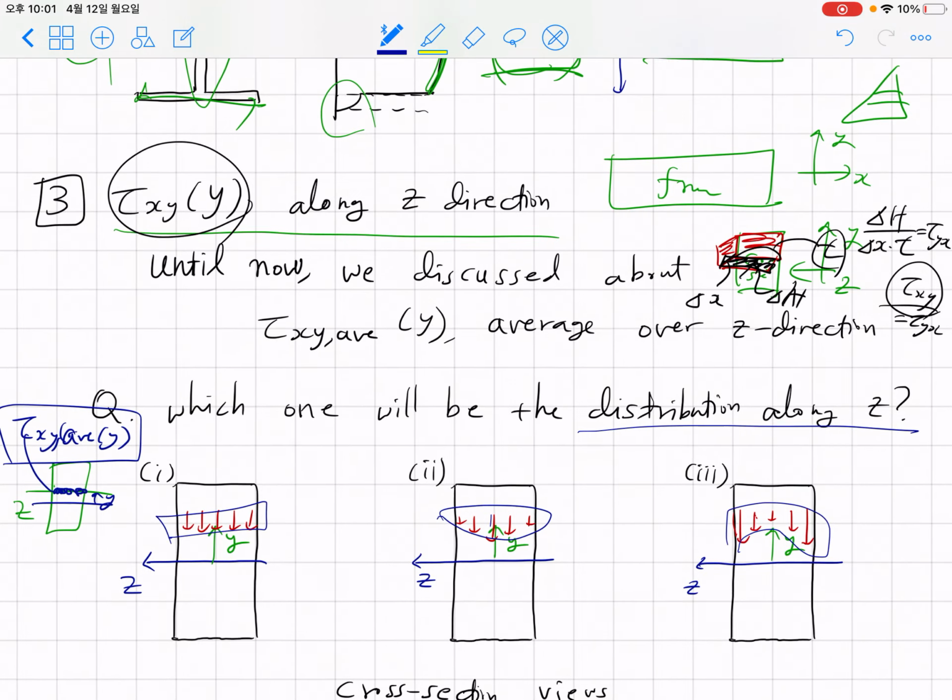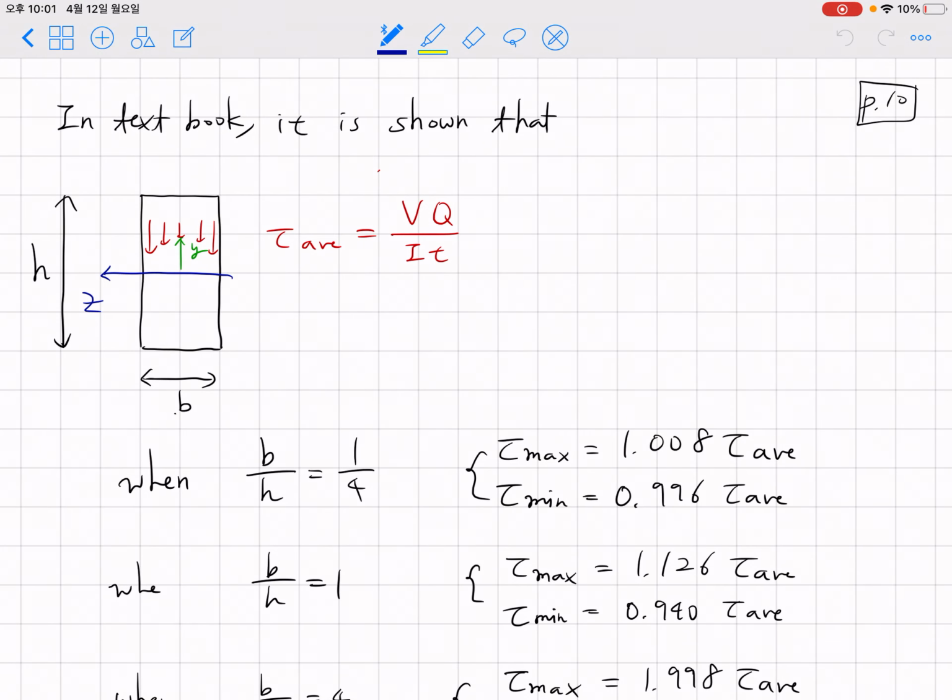What our textbook says is that actually it's the third case, where we have a minimum tau xy at g equals 0, and when g goes to the two ends, the tau becomes maximum. This is what our textbook says. Of course, in an advanced mechanics course, you can obtain this either by an analytical method or a computational method. Actually, people have studied the effect of the aspect ratio of the cross section.